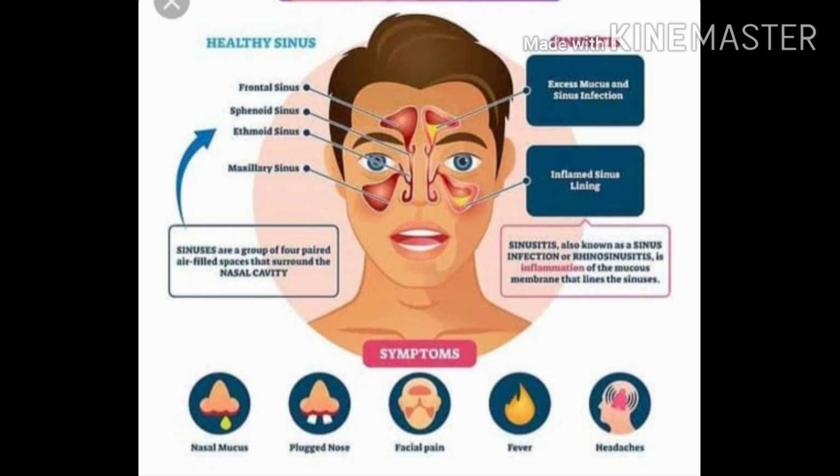Rhinosinusitis is a condition where the air spaces become covered with the mucus filled spaces, so that excess amount of nasal mucus is formed and they make a plug into the nasal cavity, so that the person is unable to breathe. There is also facial pain, as because it is an infection, it causes a fever and headache also.